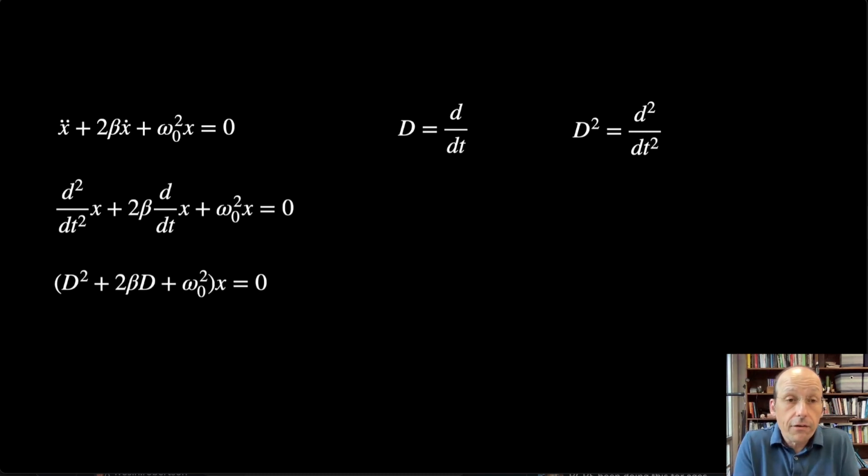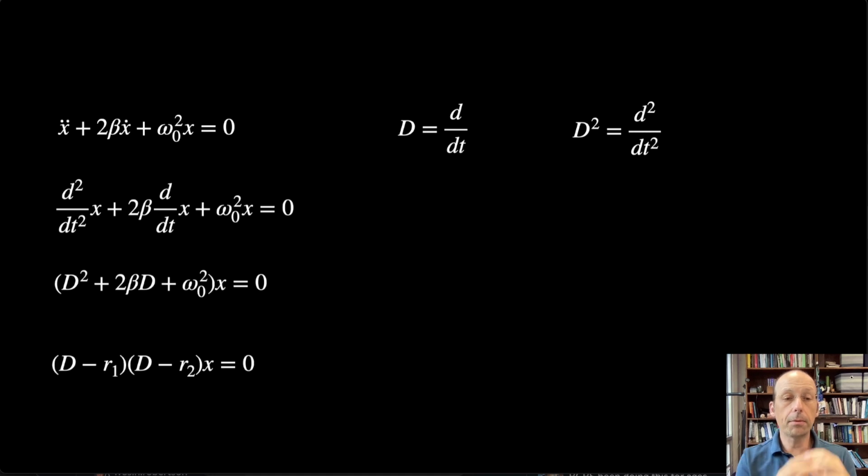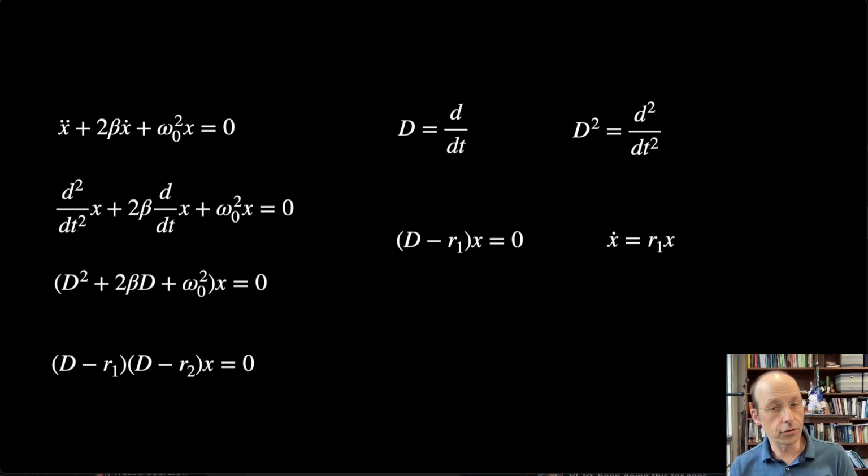Well, if I can write it like that, it seems plausible that I would be able to factor it. I have a D squared and a D term. I should be able to factor that into two terms that, when I multiply them together, give me what I want. And if I could do that, then I would have two things, one of which has to be true. Either D minus r1, some constant, operating on x is 0, which gives me the differential equation x dot equals r1 x, which I could solve. Just so you know, if I operate D on x to get x dot, and then I have minus r1 x moved to the other side, that's where that comes from. That's an easy differential equation.